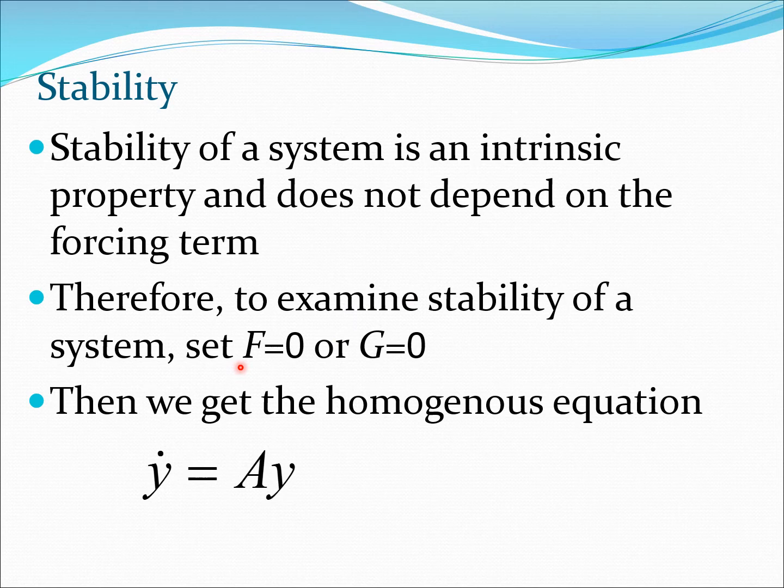So if F is equal to 0, G is equal to 0, because if you remember, G is expressed in terms of F. Thus the equation simplifies to this form: y dot is ay. This is a homogeneous differential equation.